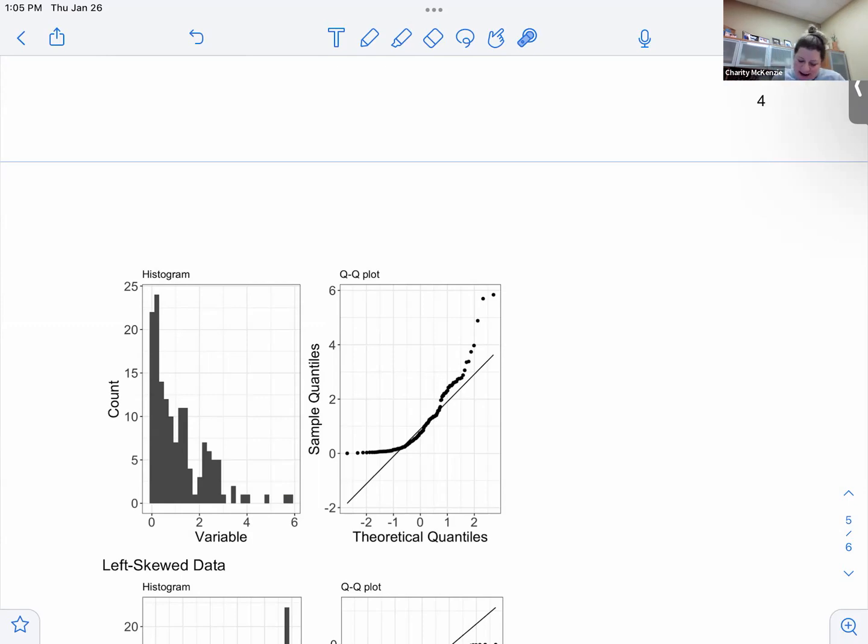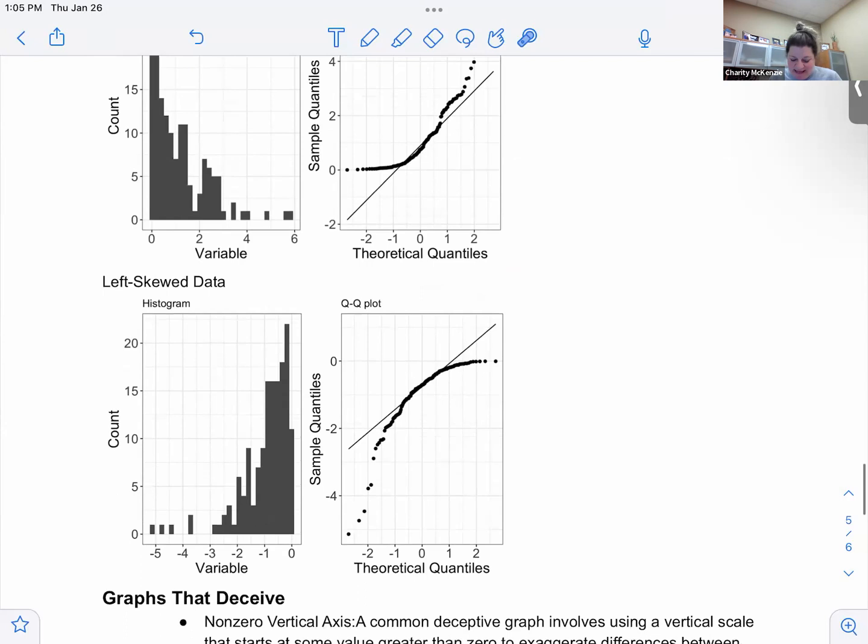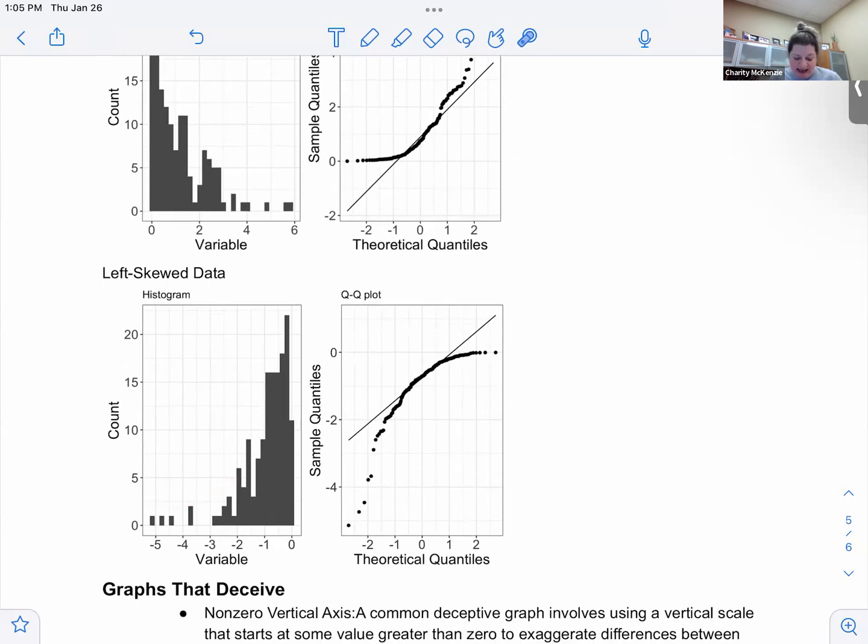But look what happens on the QQ plot. It totally curves. It's not a line at all. So there you go. Same with left skewed. So see, the tail is on the left. So you start low with some trickling and then you go high. That is definitely a curved QQ plot.